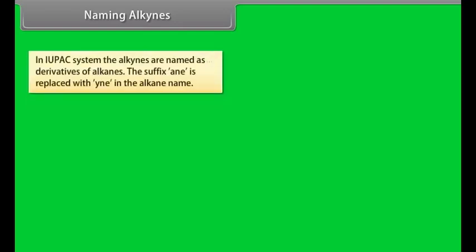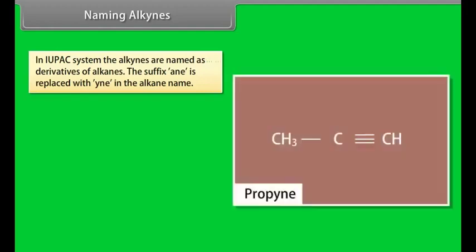Naming alkynes. In IUPAC system, the alkynes are named as derivatives of alkanes. The suffix "ane" is replaced with "yne" in the alkane name. For example, the given compound has 3 carbon atoms and hence the root name is propane. If the suffix "ane" is replaced with "yne", we will get the IUPAC name of the compound as propyne.